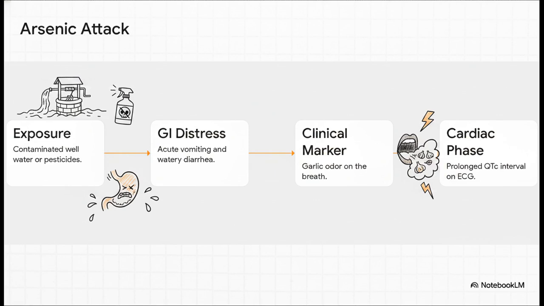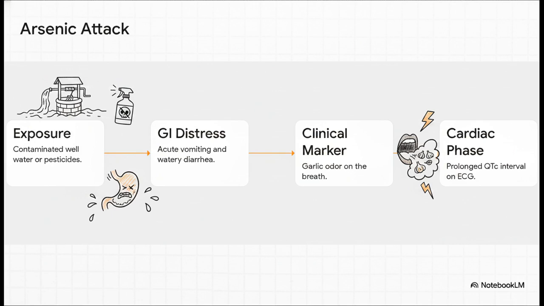It all begins with environmental exposure, usually a pesticide plant or maybe contaminated rural well water. Arsenic is a brutal mitochondrial poison. It strictly inhibits pyruvate dehydrogenase and replaces phosphate in ATP synthesis. This immediately progresses to severe GI distress.